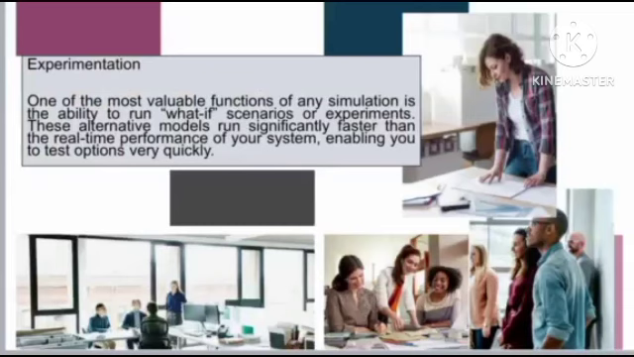The last one is experimentation. One of the most valuable functions of any simulation is the ability to run what-if scenarios or experiments. These alternative model runs are significantly faster than the real-time performance of your system, enabling you to test options very quickly. So, this experimentation is where you experiment and examine the results for the team to identify the best solution based on the parameters used.